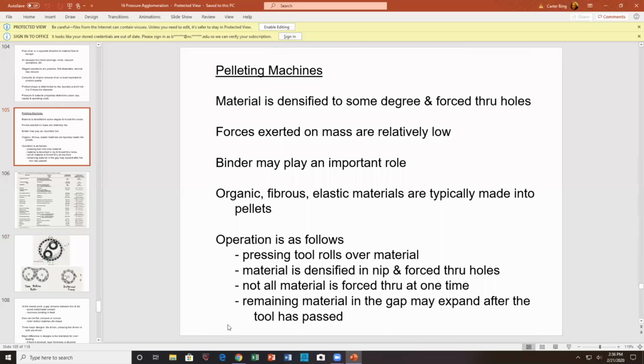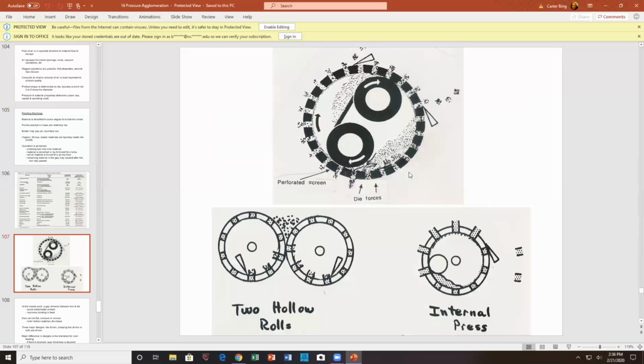So what do we got up here? So we talked a little bit about that. The pressing tool rolls over the material, densifies, and forces the material through holes. Not all the material is forced through at one time, obviously. Remaining material in the gap may expand after the tool passes. Okay. What that means is there's a residual layer here that may expand.